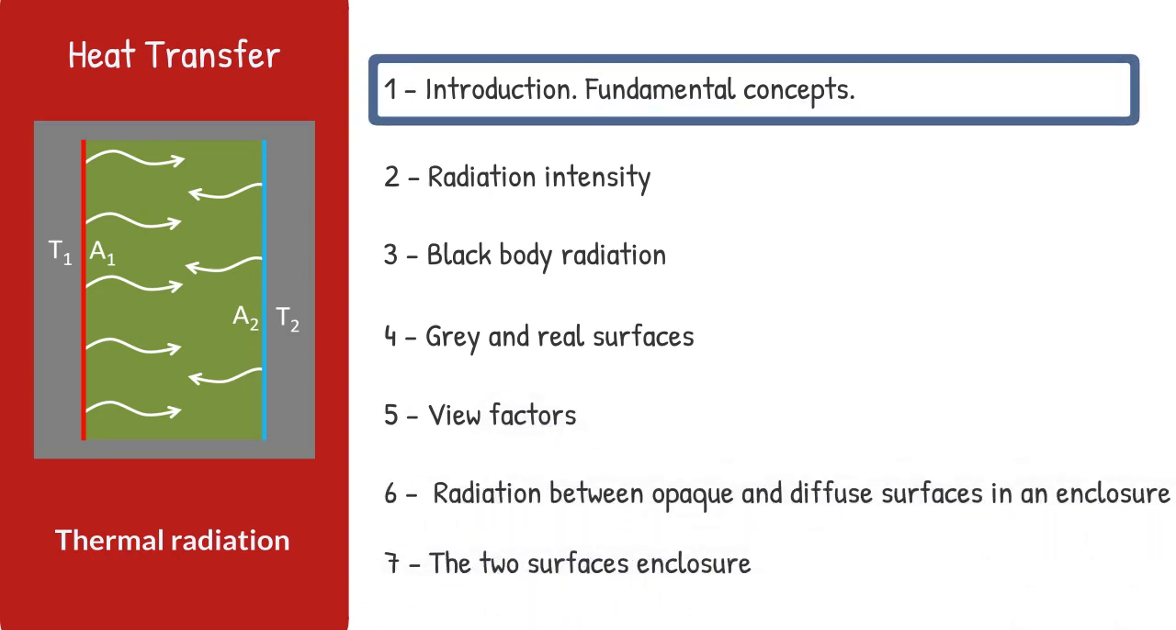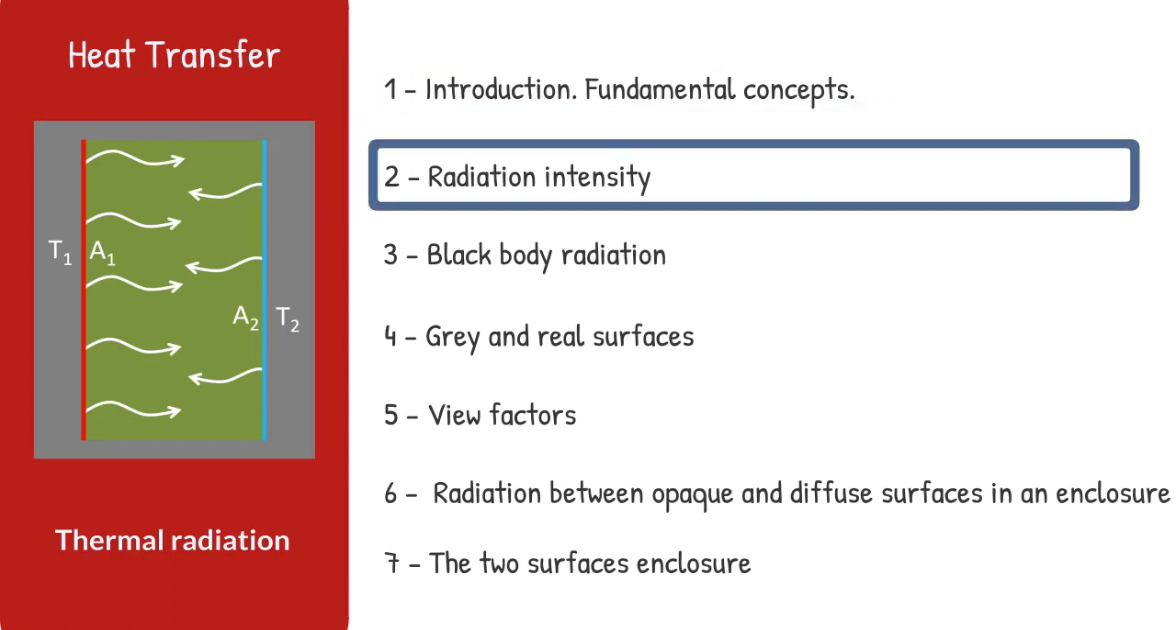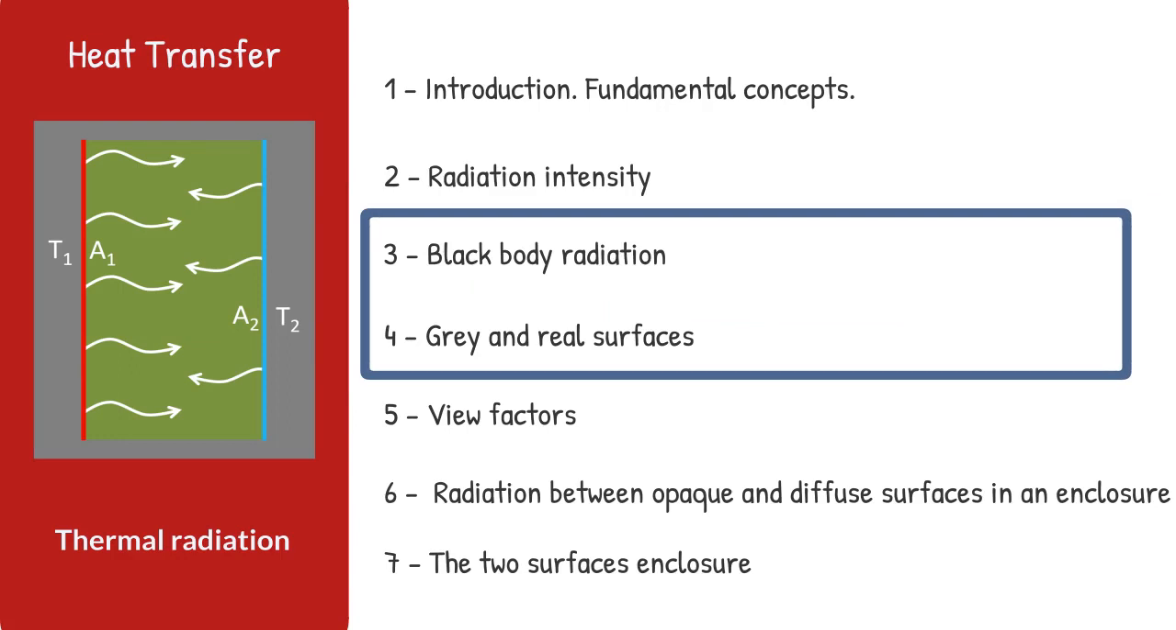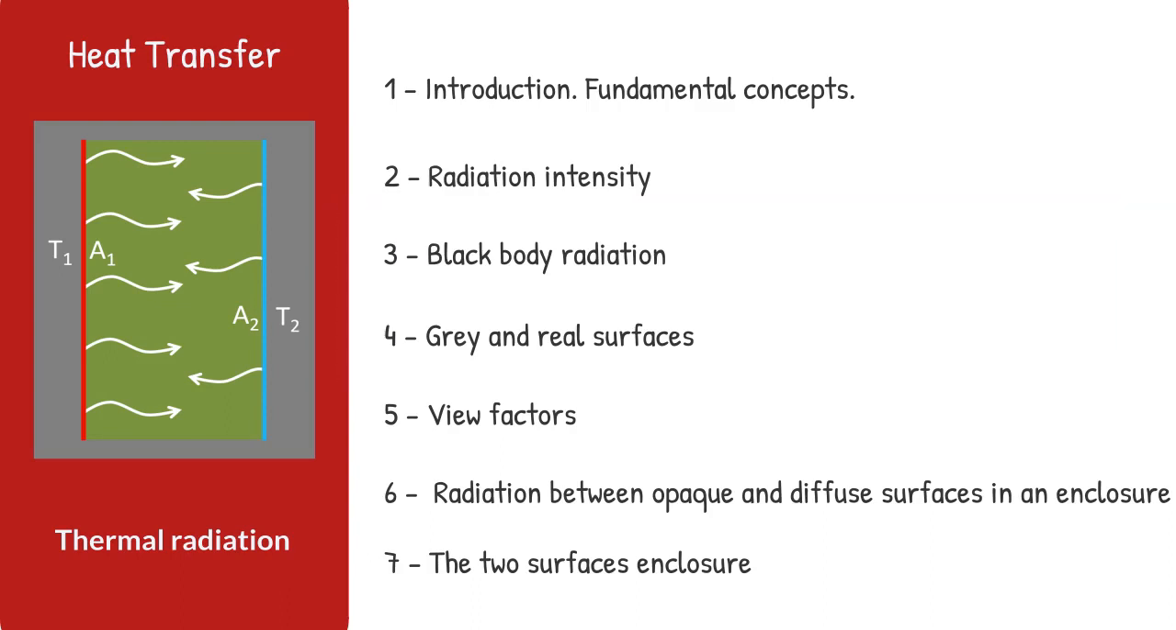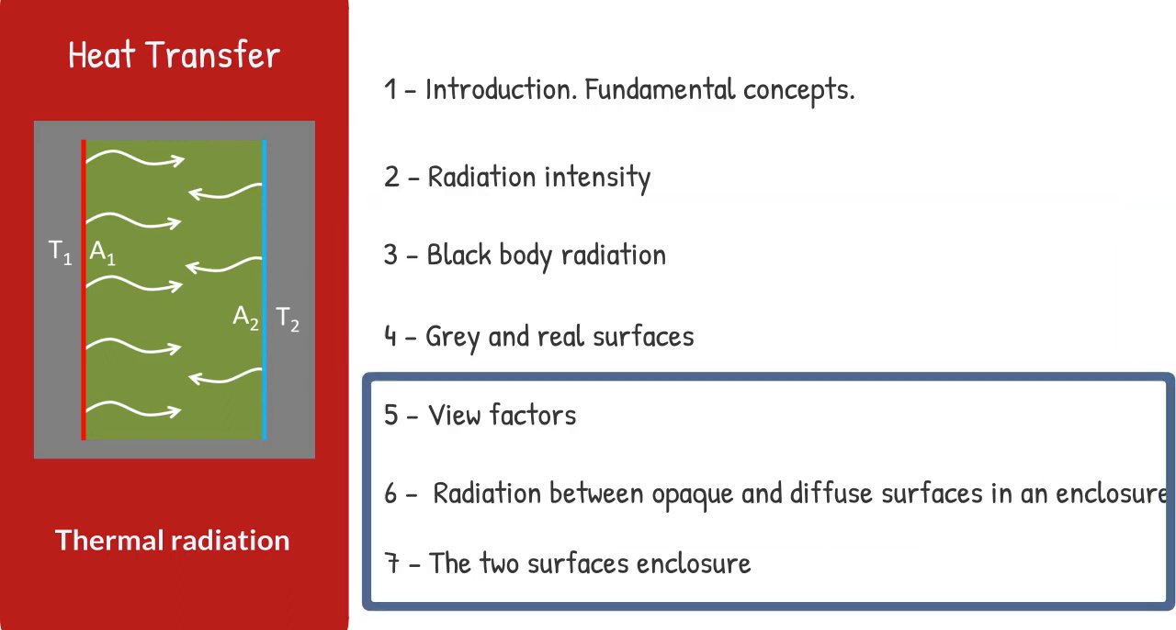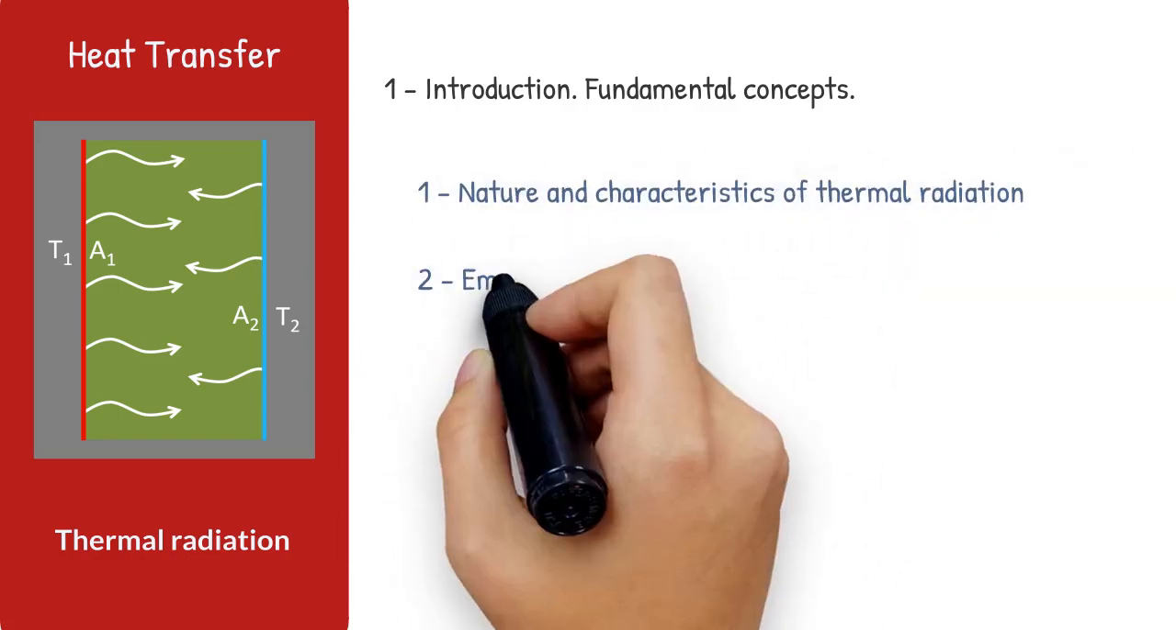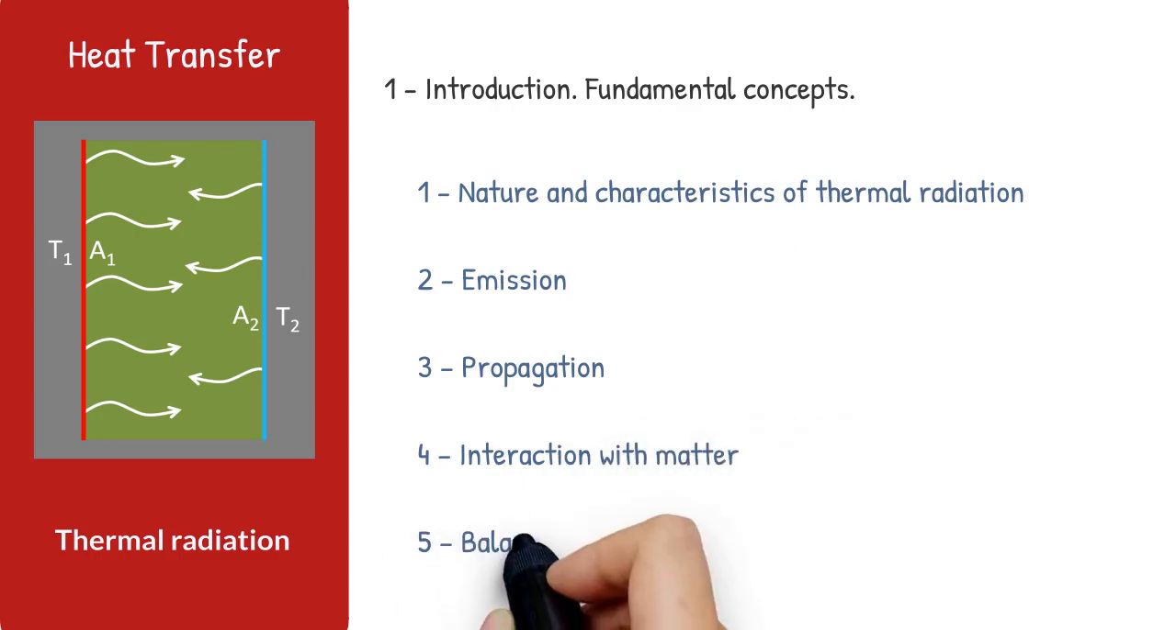We will first study the physical phenomenon, the nature of thermal radiation, and the fundamental concepts. We will define the concept of radiation intensity, a useful tool to manage radiation heat transfer. Next, we will analyze the parameters and properties that characterize the transfer of energy between surfaces. Finally, we will build a mathematical model that allows us to predict the thermal behavior of surfaces in an enclosure. The introduction will be divided into 5 parts.